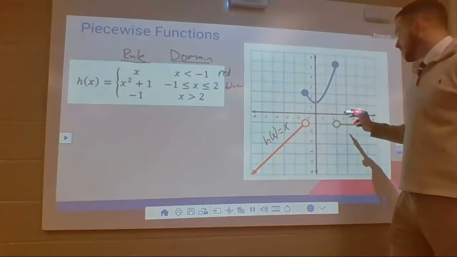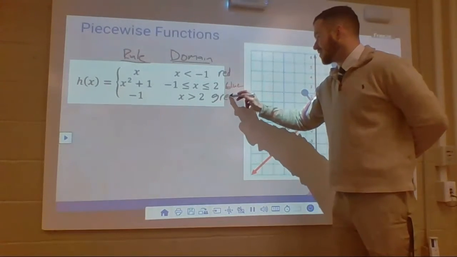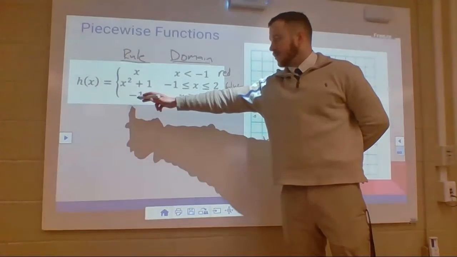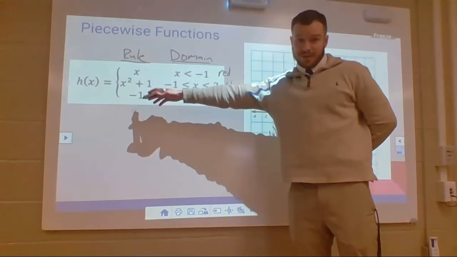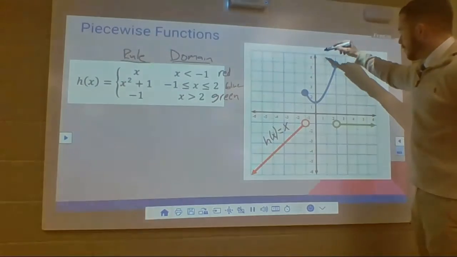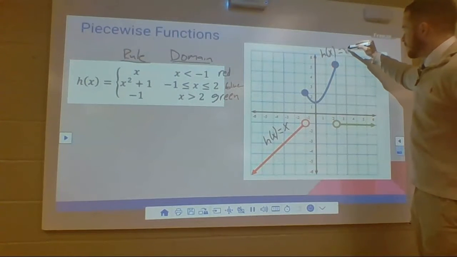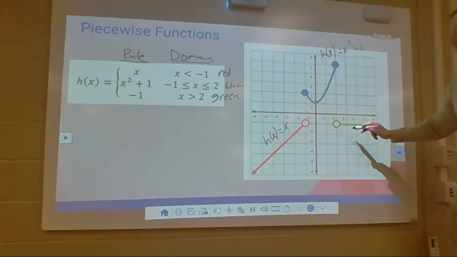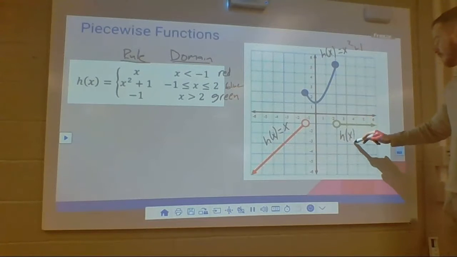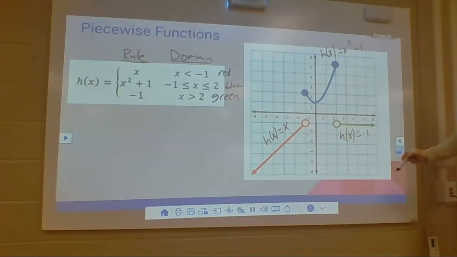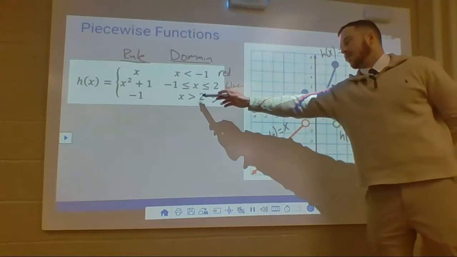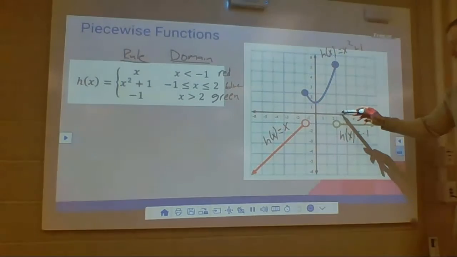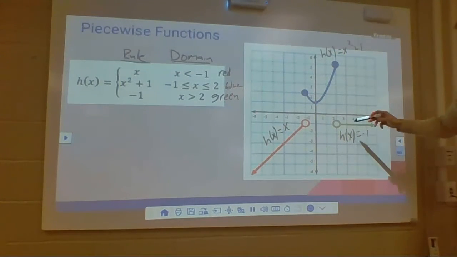So let's look at this last piece. It's going to be the green piece, right? It's constant, isn't it? We don't have a variable right here, do we? We don't have x right here. The rule is just h of x is -1. Oh, and let me label this real quick. That was h of x equals x squared plus 1. And this rule is h of x equals -1. So you can see that when the x values are greater than 2, so we're looking at the x-axis where they're greater than 2, the y values are always going to be -1. So h of x is always going to be -1 when x is greater than 2.